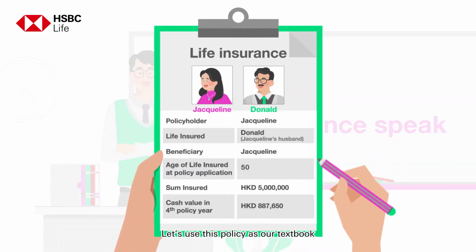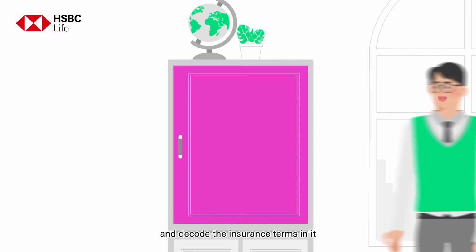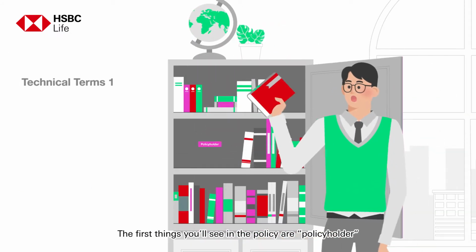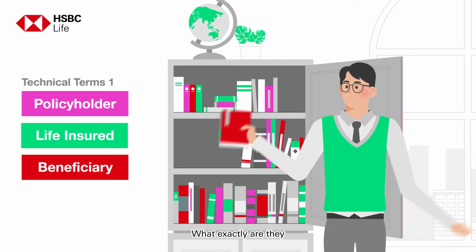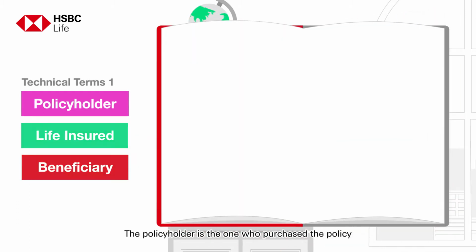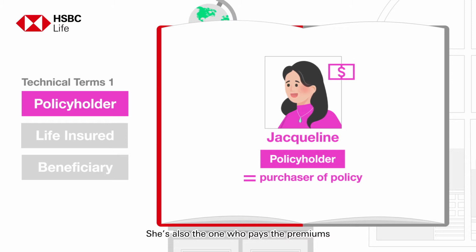Let's use this policy as our textbook and decode the insurance terms in it. The first things you'll see in the policy are policyholder, life insured, and beneficiary. What exactly are they? The policyholder is the one who purchased the policy, in this case, Jacqueline. She's also the one who pays the premiums.